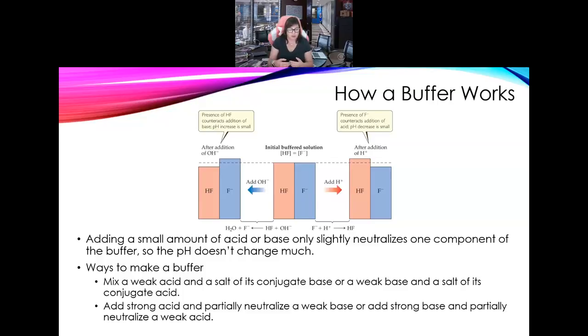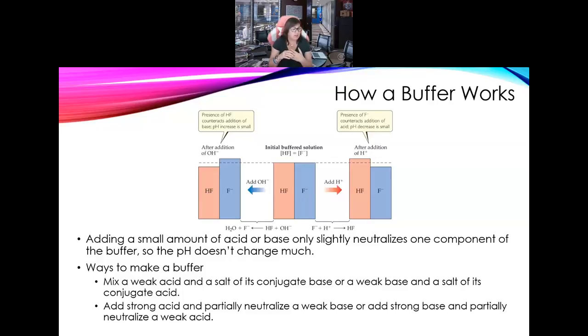The opposite is true when we add something like a base, like an OH minus. If I add that base, it's going to react with the acid that's in solution, creating more F minus. Therefore, I have not changed the OH as much, therefore not changed the pH as much, or the pOH, and therefore it is resistant to change because of the presence of the weak acid and its conjugate base.